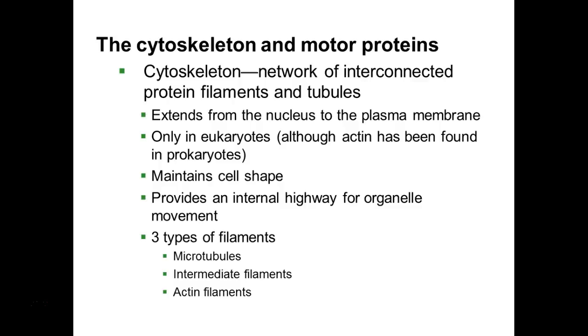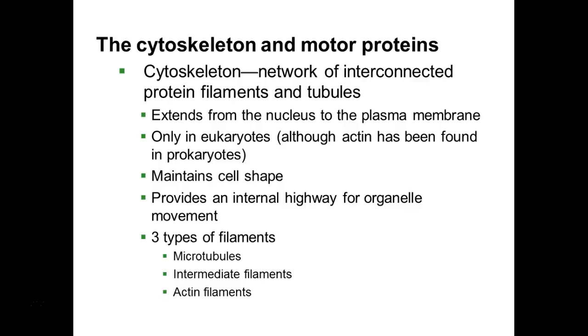Okay. The last thing I'd like to talk about is the cytoskeleton and motor proteins. The cytoskeleton is a network of interconnected protein filaments and tubules. So it's like the skeleton inside of the cell, but it's not made of bones. It goes all the way from the nucleus to the plasma membrane, and we only find it in eukaryotes, although actin, which is a component in eukaryotes, has also been found in prokaryotes. It is responsible for maintaining the cell shape.